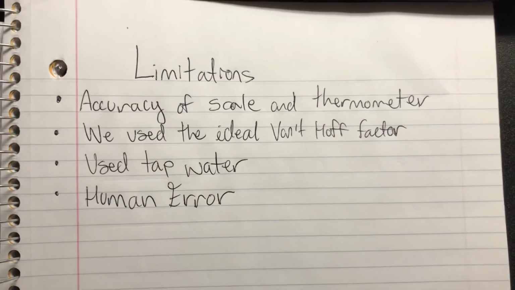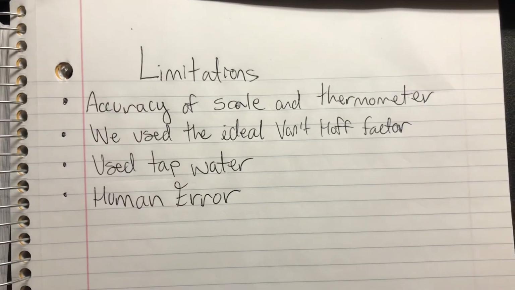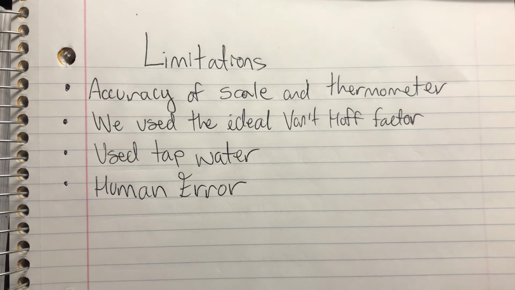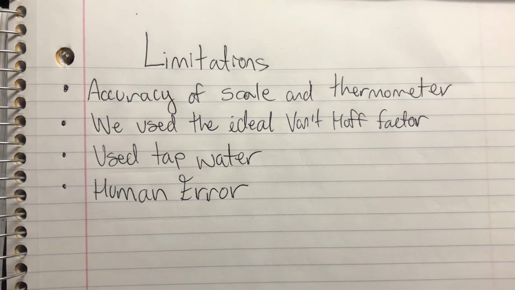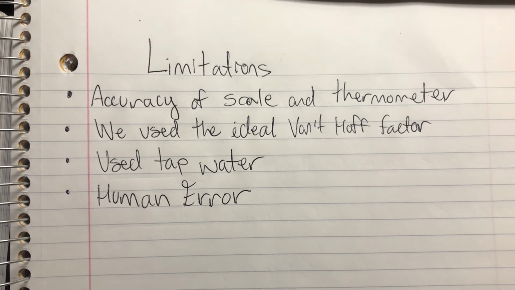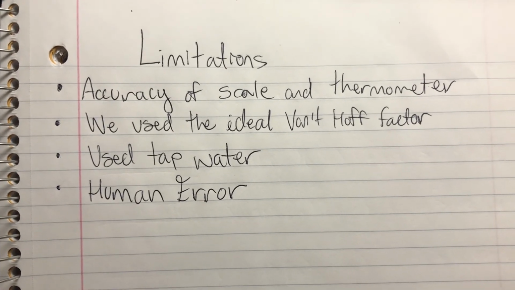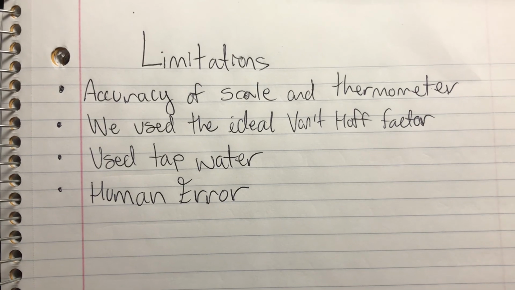Multiple limitations contribute to us not getting our exact expected values, such as the accuracy of our scale and thermometer, the fact that we use the ideal Van't Hoff factor, which only applies to very small molalities, we use tap water, and human error is possible in any experiment.